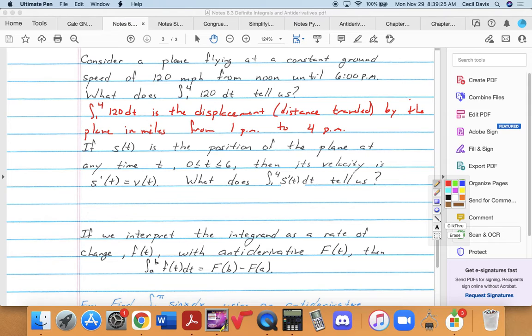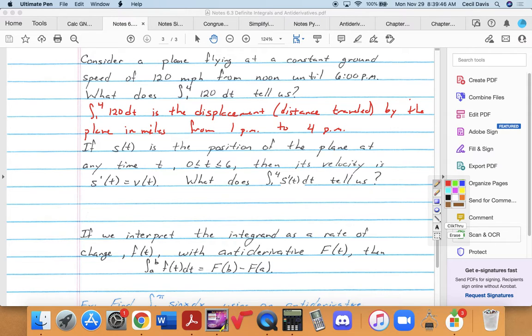Notice it didn't ask you to calculate it. It just said, what is it? Well, we could calculate it pretty easily. What would it be? 480. Try again. 480 miles. Try again. 360. 360 miles. Still learning to count.